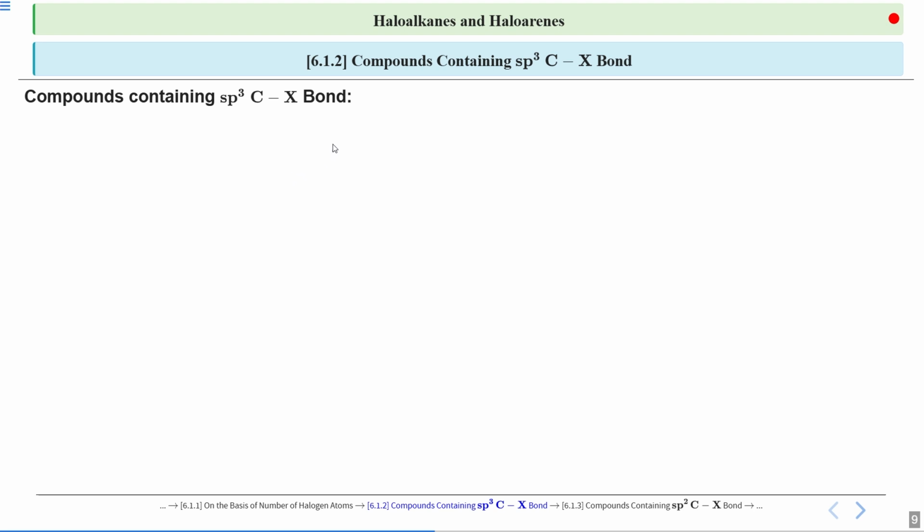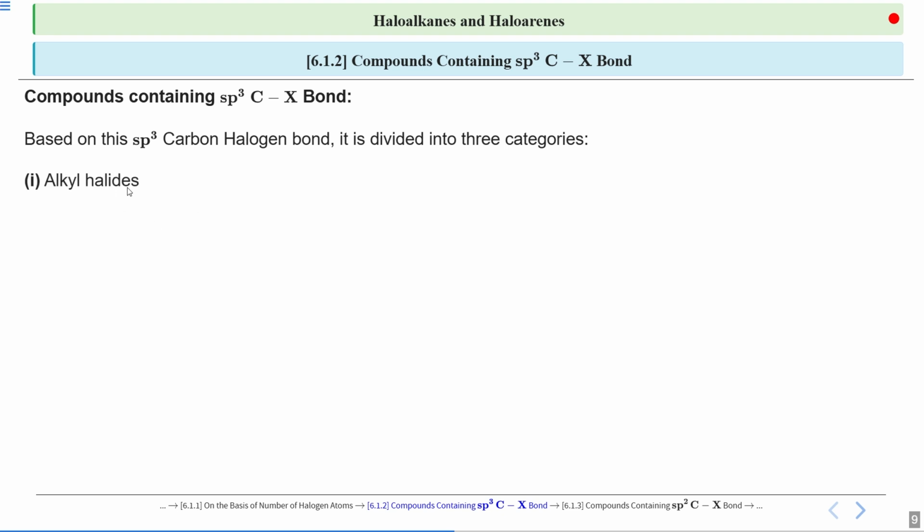Let's see our next classification, which is section 6.1.2, compounds containing sp3 carbon halogen bond. Now we are going to talk about the compounds that contain a carbon halogen bond which is an sp3 bond. Based on this sp3 carbon halogen bond, it is divided into 3 categories. Like we are already studying a classification, under this you can again divide it into 3 categories. The first one is alkyl halides, which contain an sp3 carbon halogen bond. Second is allylic halides, which contain sp3 carbon halogen bonds. Third is benzylic halides, which again contain an sp3 carbon halogen bond.